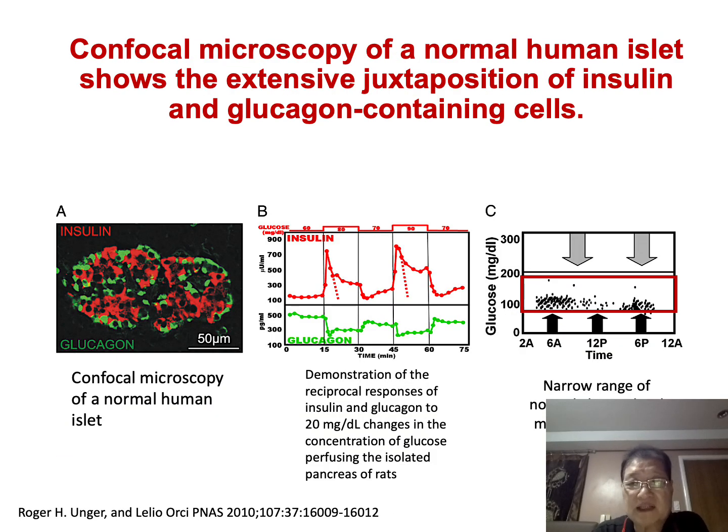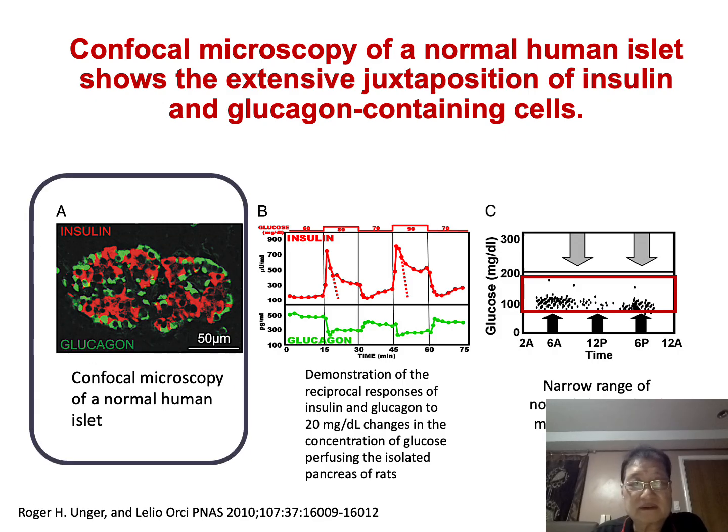So to summarize the role of alpha cells in the pathogenesis of type 2 diabetes, let me try to re-explain the normal paracrine effect. A, we see the microscopic islet cells of a human islet. Human islet shows an extensive juxtaposition of insulin and glucagon containing cells. Note that clusters of insulin containing cells in red are surrounded by glucagon containing cells in green, which seem to line the blood vessels.